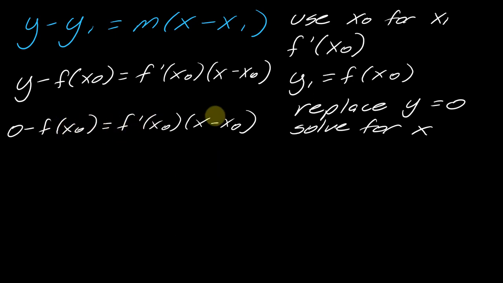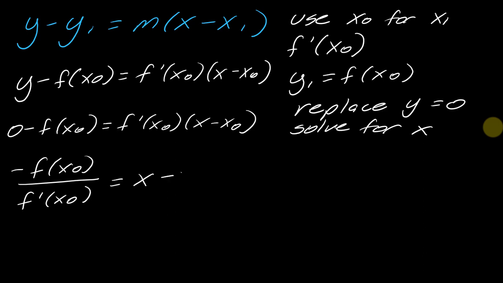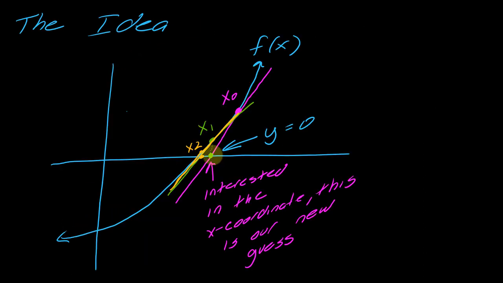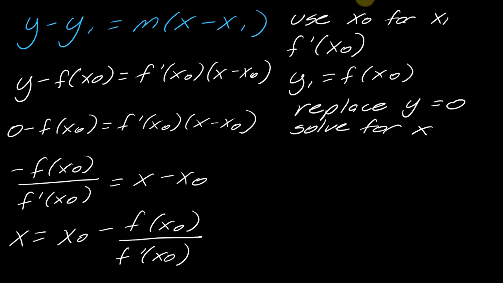So first things first, in looking at this, I can divide both sides by f prime of x naught. So I get negative f of x naught divided by f prime of x naught, and this equals x minus x naught. And then I can add x naught to each side, so I get x equals x naught minus f of x naught over f prime of x naught. So here's the idea of how you figure out what this little point here was. This is the math that goes into it, and it's all just based off of derivatives, the point slope form and basic algebra. So it's a pretty simple idea actually.